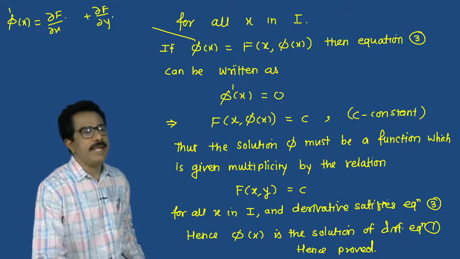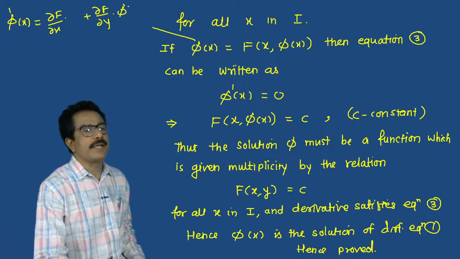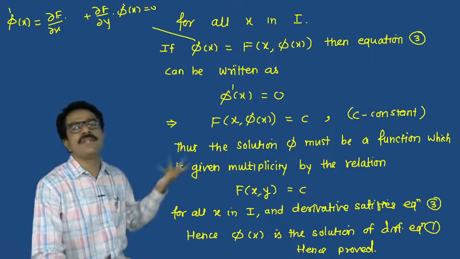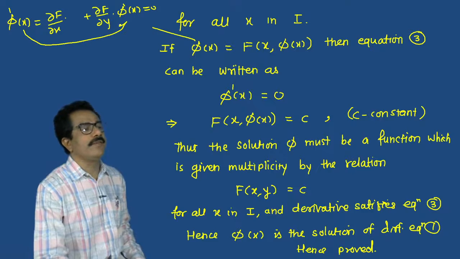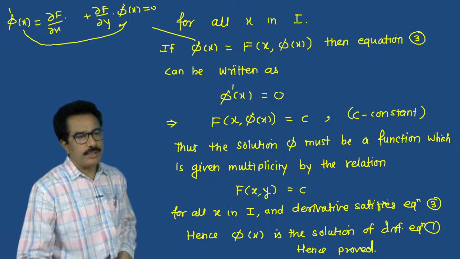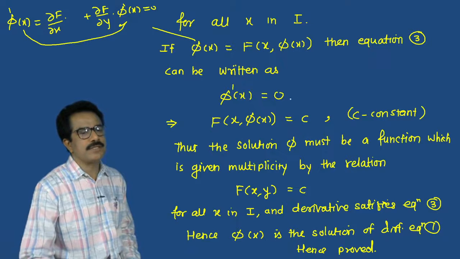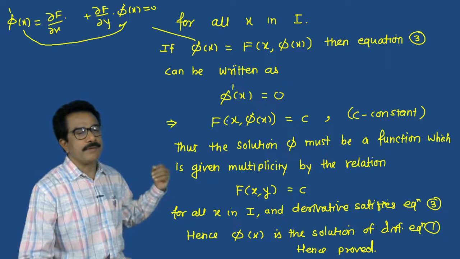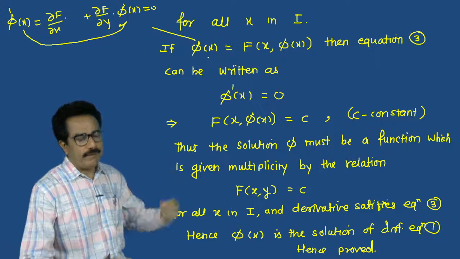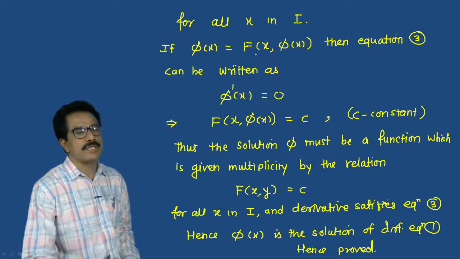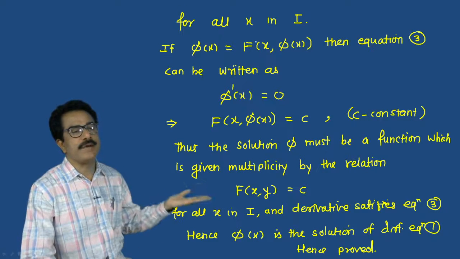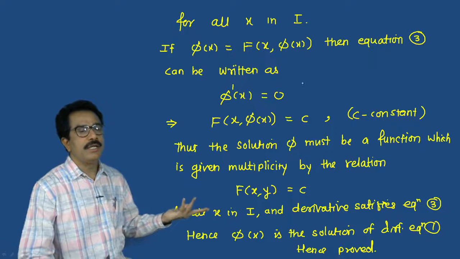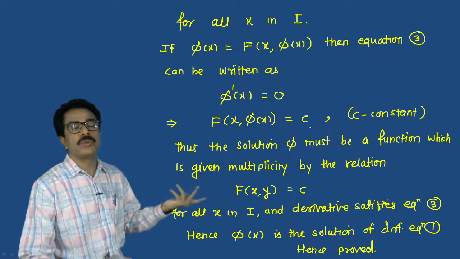Y means phi of x into phi dash of x, which is equal to 0. F is a function of x comma y, but the value of this function is equal to 0. So we can write phi dash of x is equal to 0. That means f dash of x comma phi of x is 0, which means f of x is equal to a constant.